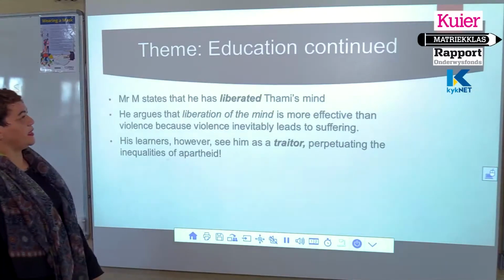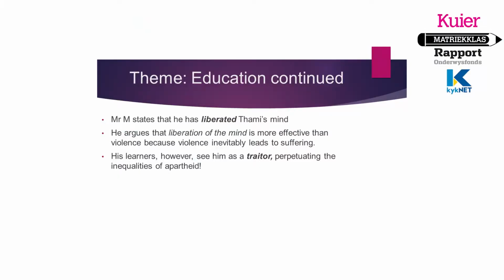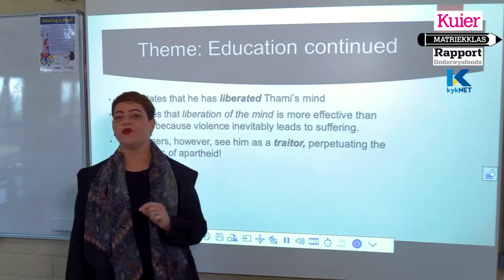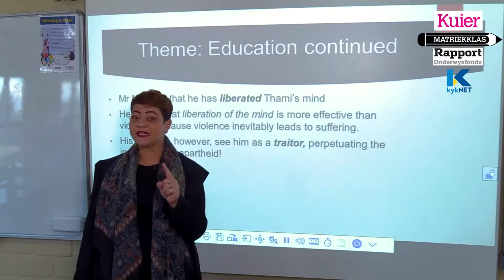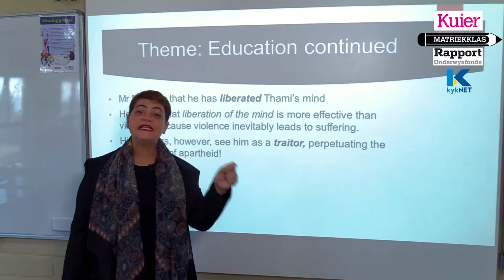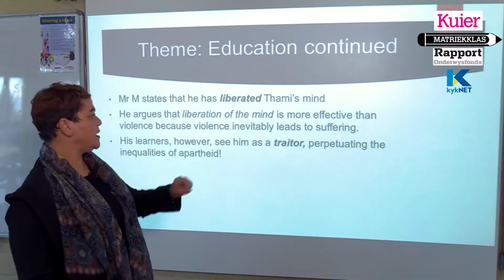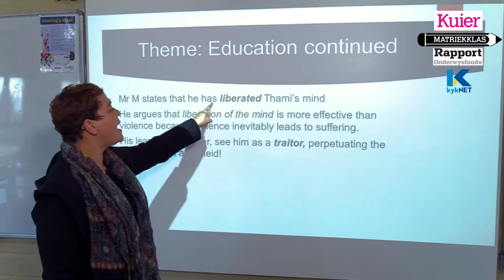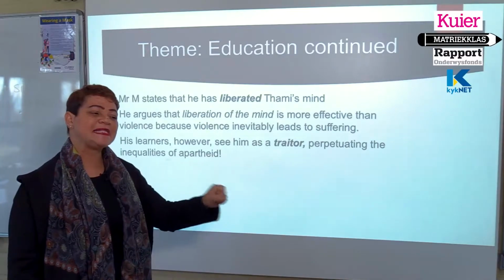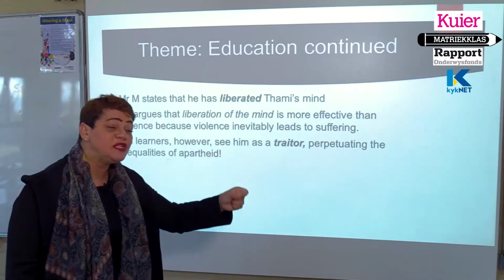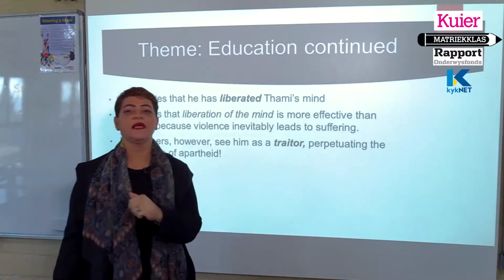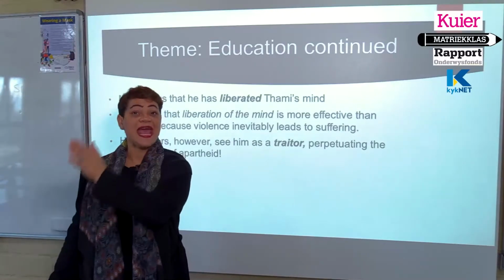Let's move to the next one. Now, here I mentioned he has liberated Tami's mind. What is Tami fighting for, grade 12? He's not fighting for freedom. He's fighting for the freedom to equal education. So he wants his mind to be as liberated and to have the opportunity to develop, same as Isabel, same as every other white South African at that time.